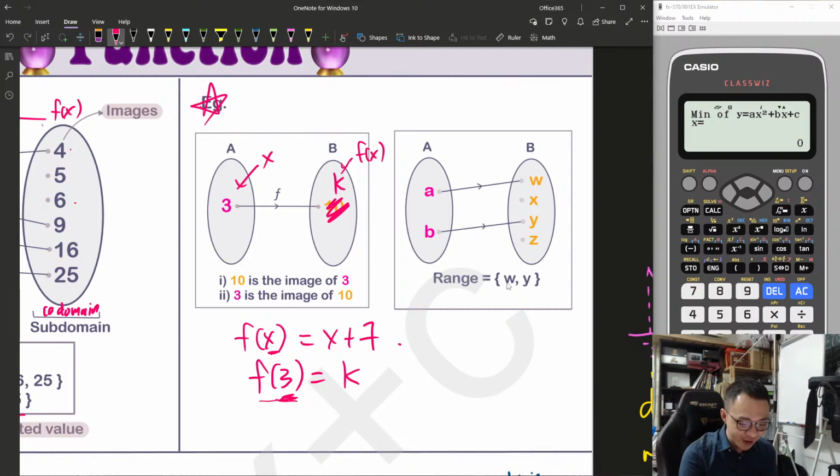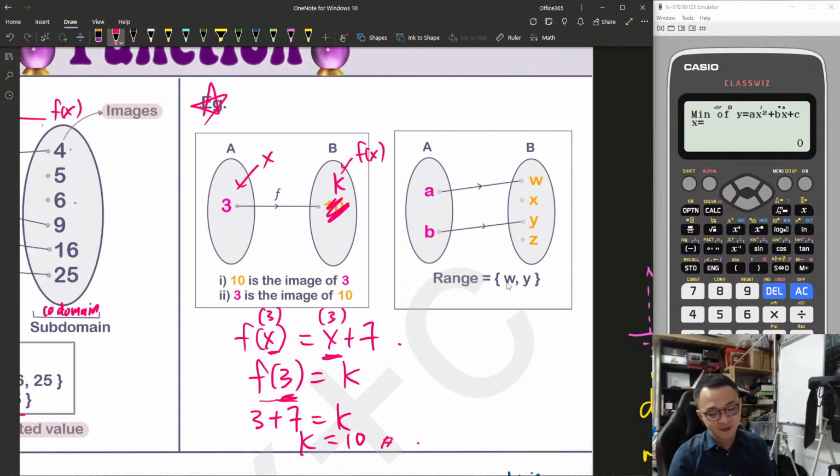I know f(3), that means all the x here need to change to 3. So 3 plus 7 equals to k. Then my k is equal to 10. Okay? I hope you understand how the substitution works here. Because sometimes it kind of confuses. Sometimes they will use the word image or object to confuse you.